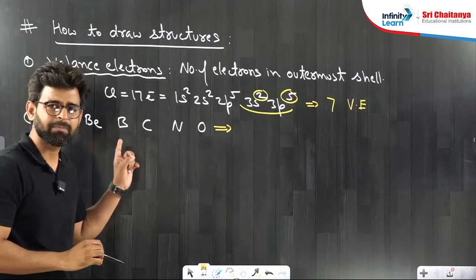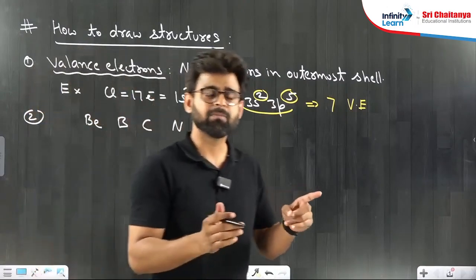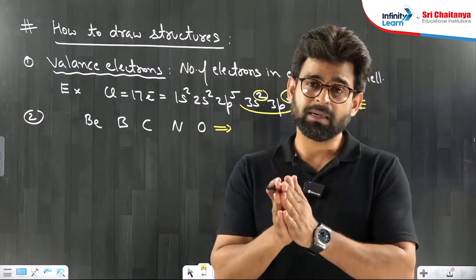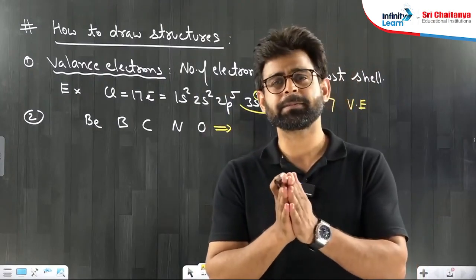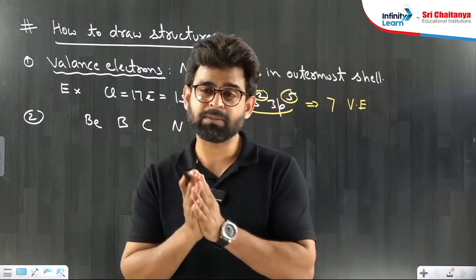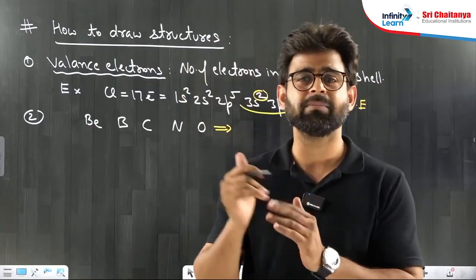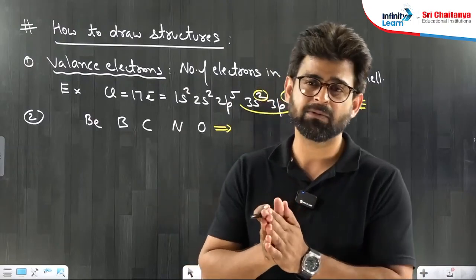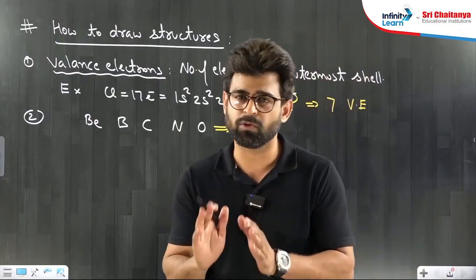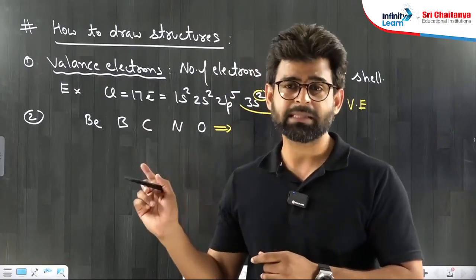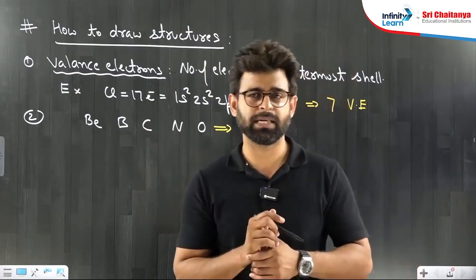These are the second period elements which you will see in most of your compounds. You should remember the second period elements do not have d orbital. So, because of absence of d orbital, if these elements are present as a center atom, they cannot make more than 4 bonds. You can directly remember this.